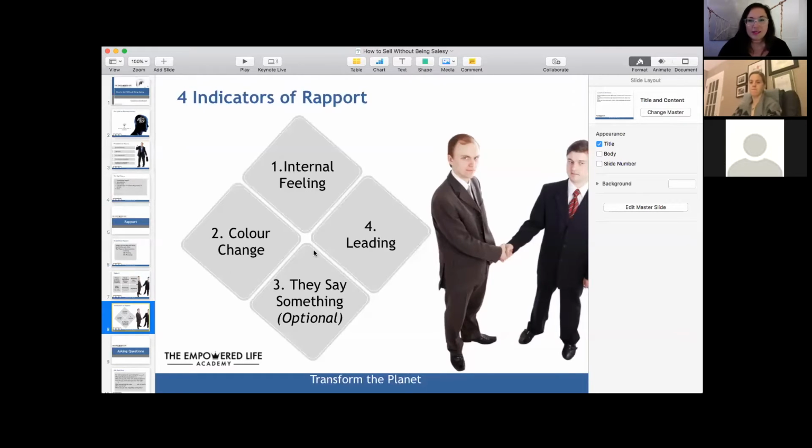The third one is they'll say something. This is optional. They don't always do this, but they might say something like, wow, Ashley, you're so easy to talk to. Or I feel like I've known you forever. That's a really good indication you're in rapport. And the fourth one is leading. So when you're in rapport with someone, if you move, if you change your physiology, they will move as well. That's another great indication of rapport. And you can utilize that as well.